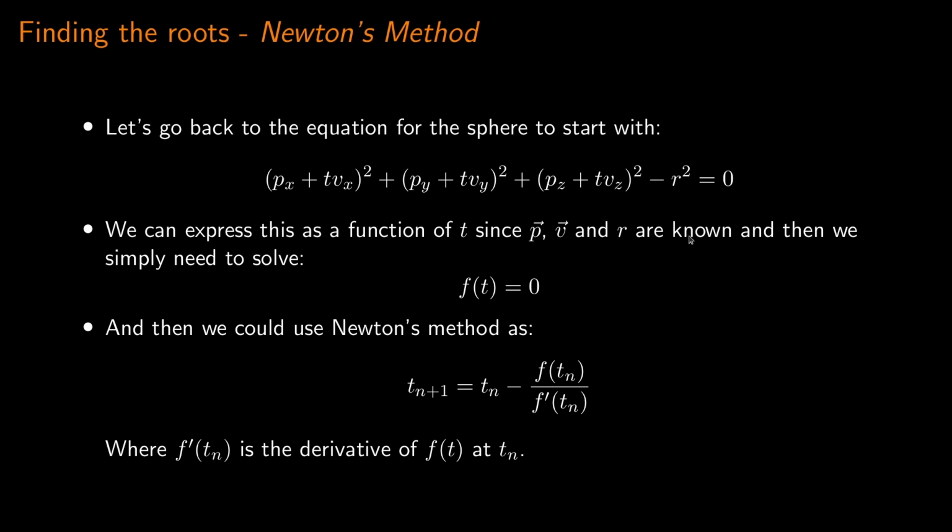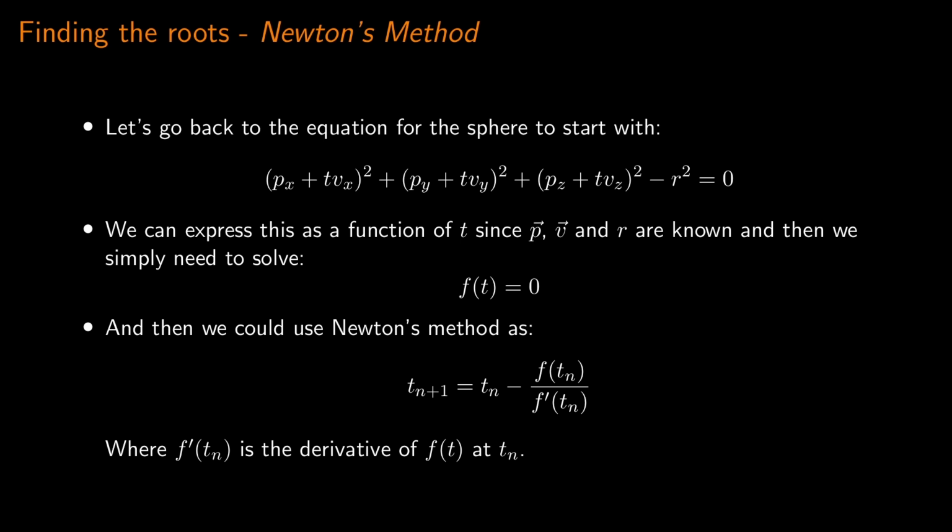Okay, we have the equation for the sphere here, and we can express that as a function of t, since we know p, v, and r, and then we simply need to solve f of t equals 0. Now, Newton's method, I'm not going to go over the derivation. I might make another video in the future looking at how Newton's method works and everything else, but for now we're just going to take it as a given. And it's given by this iterative equation that t of n plus 1 is equal to t of n minus f at t of n divided by f prime of t of n, where f prime of t of n is the derivative of f of t at t of n.